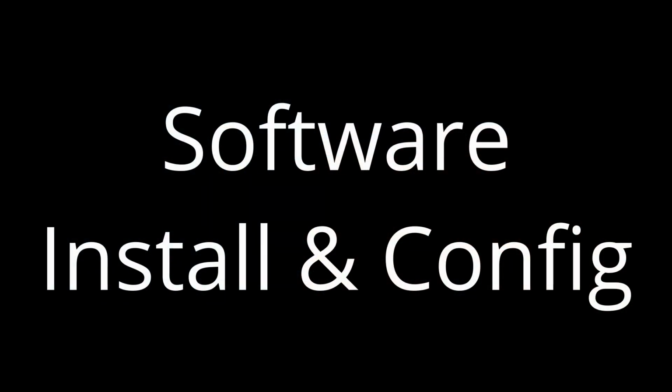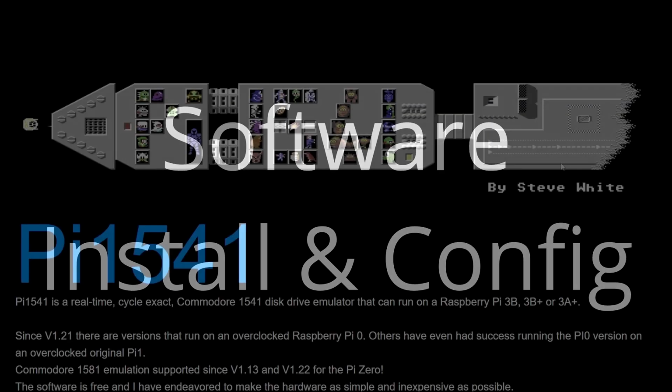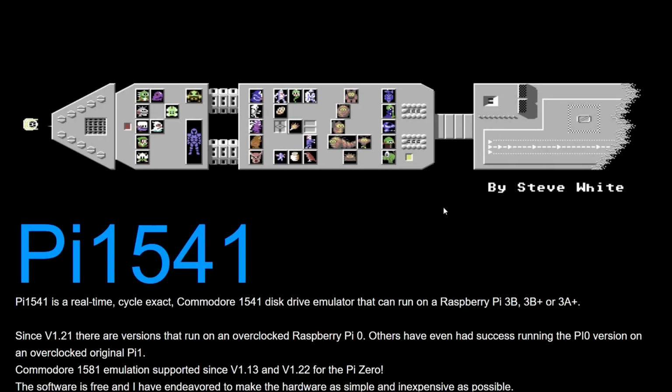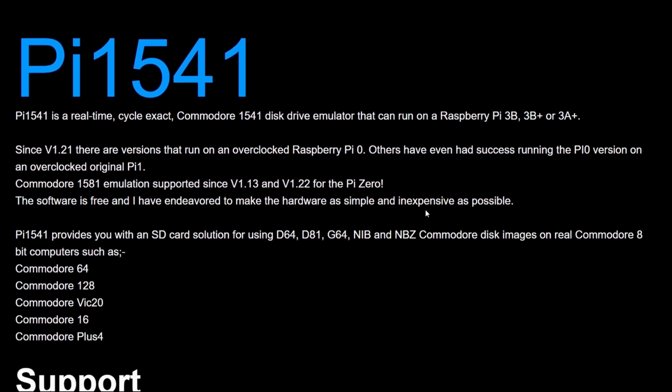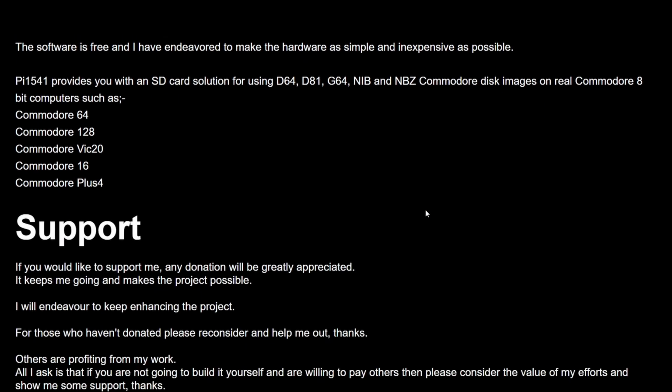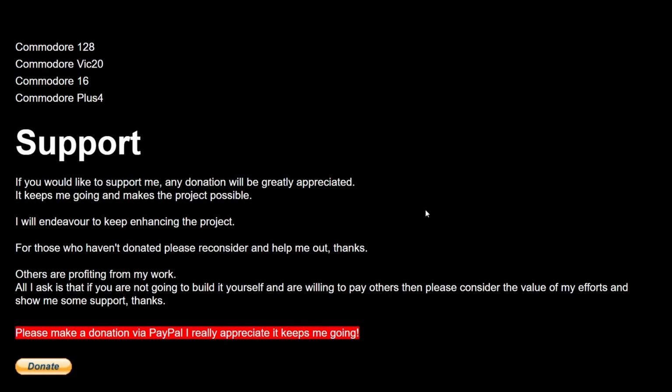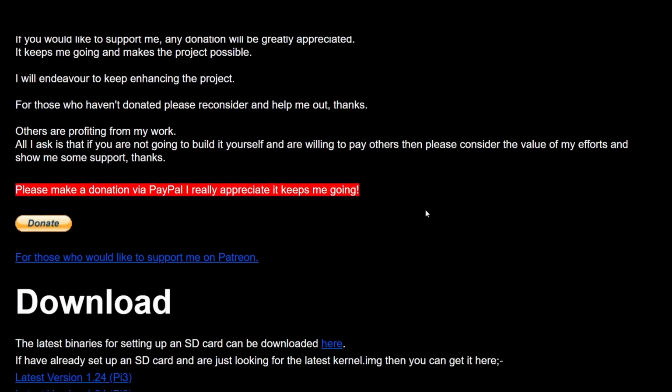Okay, now that the hardware portion of the kit is complete, I want to talk about the software install and configuration. The first thing you need is a formatted SD card. It needs to be formatted to FAT32. I assume you know how to do that, and we'll look at the next steps here. That's actually getting the latest binary package for the Pi1541.